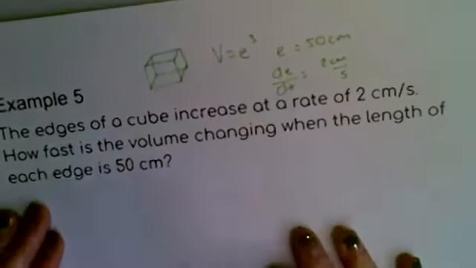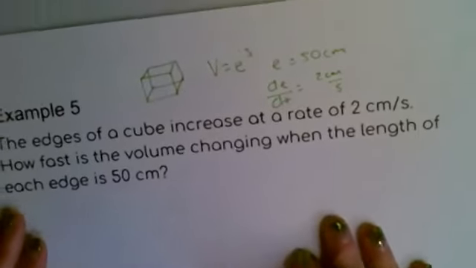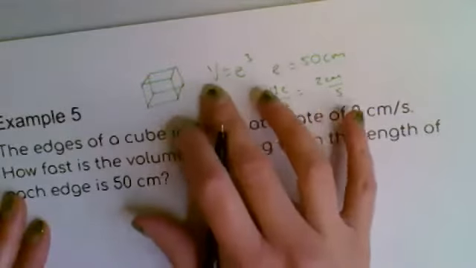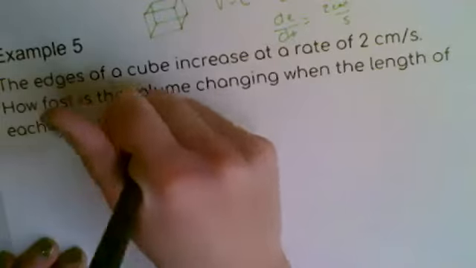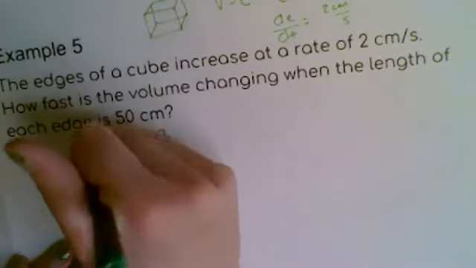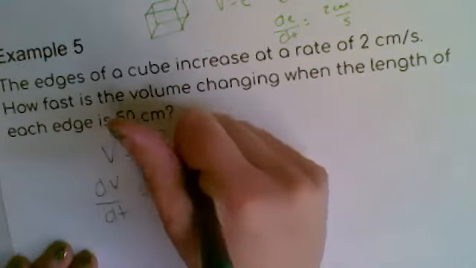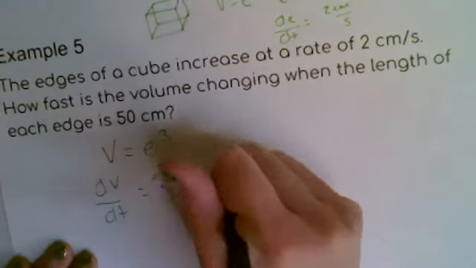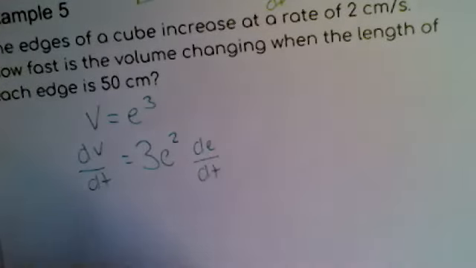Okay, so what we're going to do is take the derivative of the volume with respect to time. So I'm going to write my volume down. Volume equals E cubed. So dV dt is going to be 3E squared dE dt. Okay, so now we just have to plug it in. We know that our edge is 50. We know that dE dt is 2 centimeters per second.